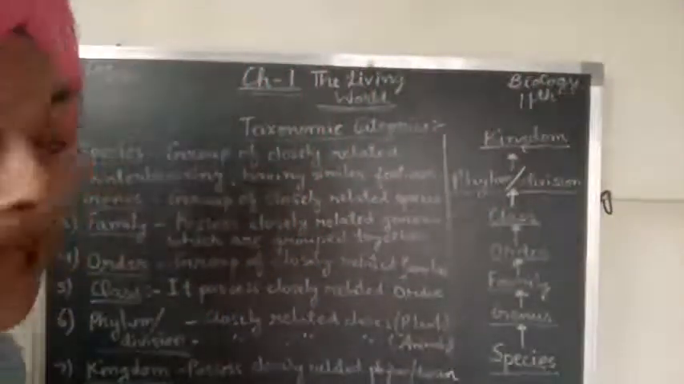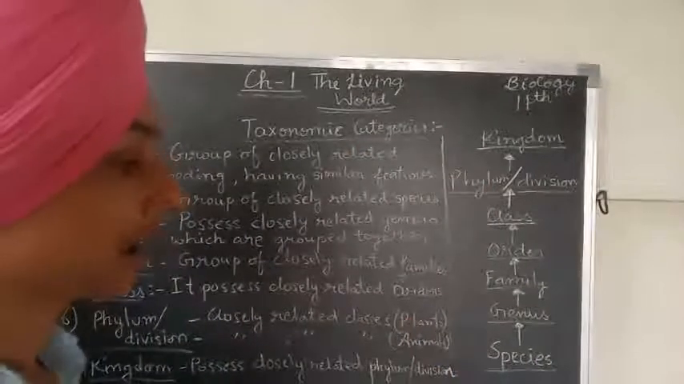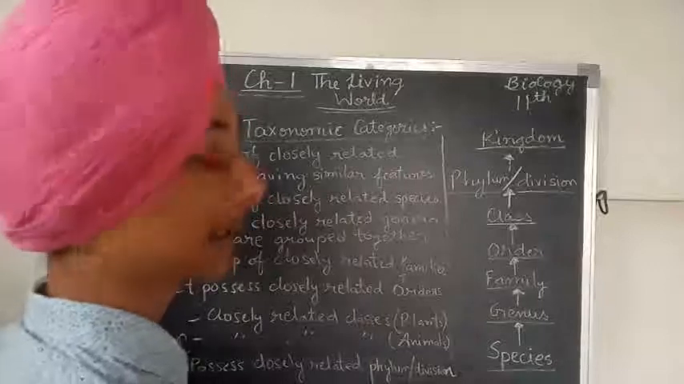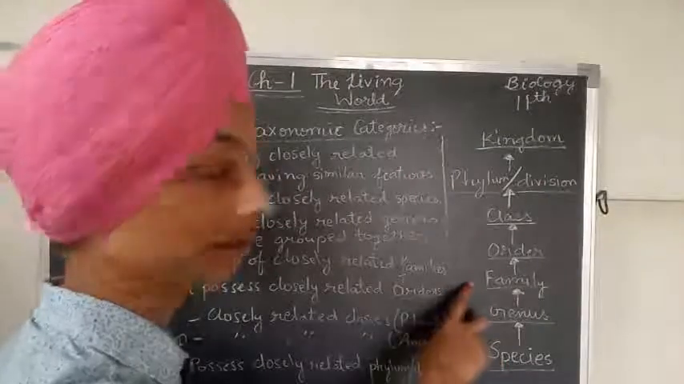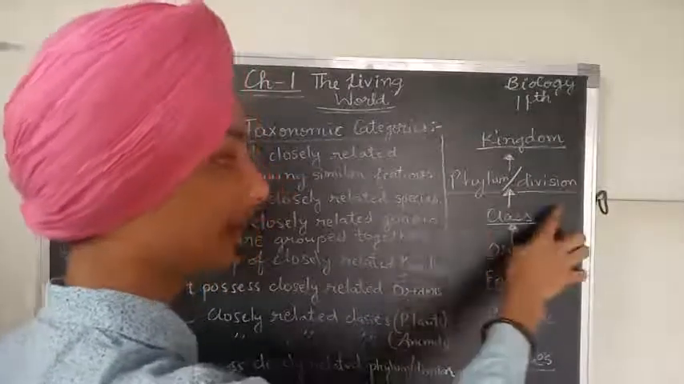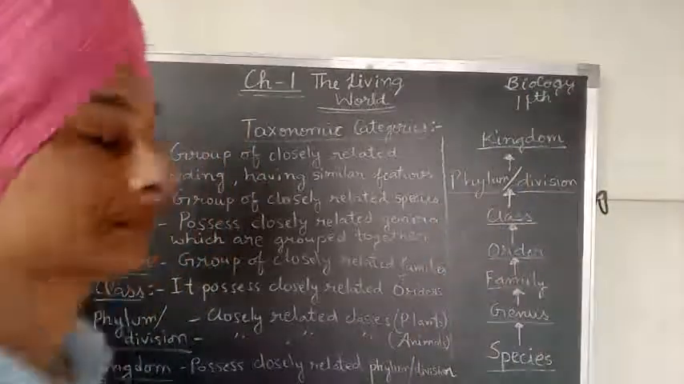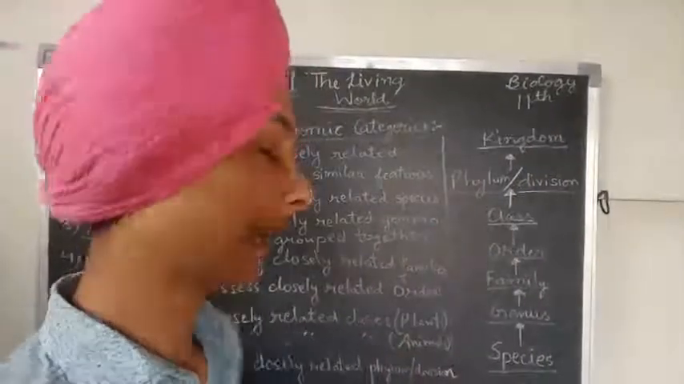There are 7 obligate categories mentioned here. The first one is species, second is genus, next is family, then order, class, phylum and division, and kingdom. So now let us discuss these 7 obligate categories.